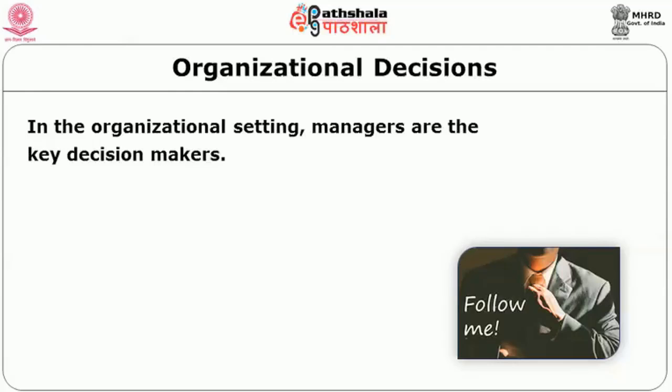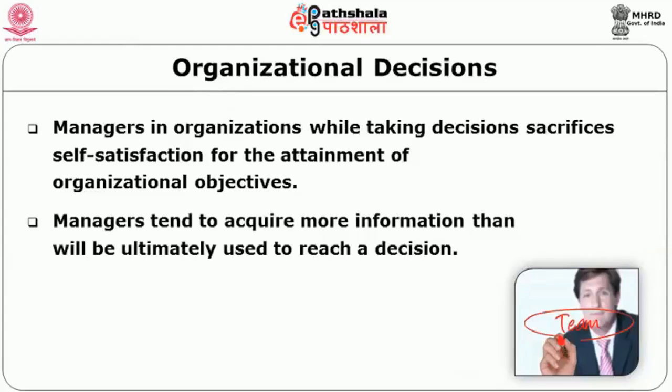Now, while taking a decision for the organization, the manager has to think holistically for the organization. Manager has to sacrifice self-satisfaction while taking organization related decisions. Now, what do you mean by sacrificing self-satisfaction? It should not happen that the manager feels that this decision is okay. He has to sacrifice his or her own satisfaction. It should not satisfy the manager alone, but it should satisfy all the people working in the organization, because these decisions are taken for the betterment of the organization, so it should give satisfaction to all members of the organization.